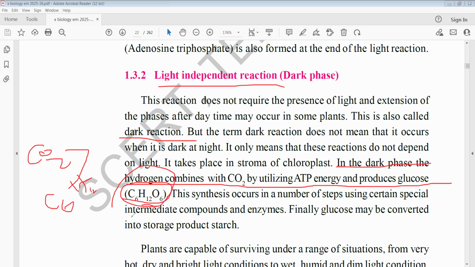Glucose, C6H12O6, is important at examination level. In the dark reaction or light independent reaction, what is the end product? Glucose molecule or carbohydrate, C6H12O6. Whereas in light reactions, we see three products: oxygen, NADPH, and ATP. In the dark reactions or light independent reactions, there is only one product, glucose. The formula of glucose is C6H12O6.